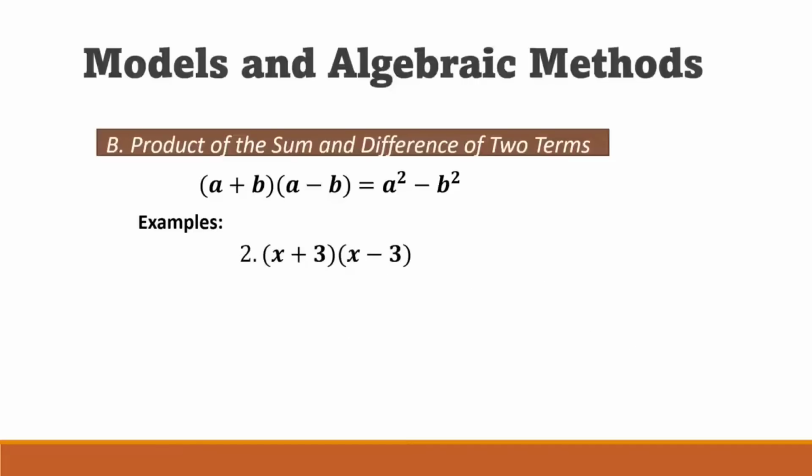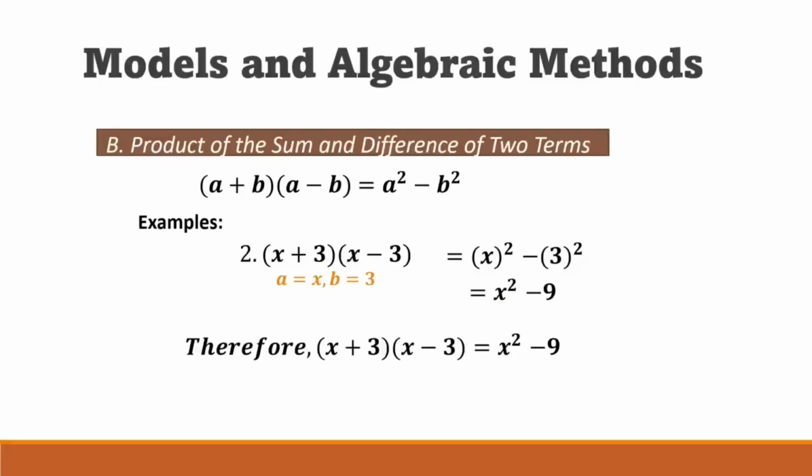Example number 2, we will multiply the quantity x plus 3 times the quantity x minus 3. Again, they have the same first and second terms, but this is addition and this is subtraction. So we identify first the first and second terms, which is x and 3. Then we square both. We get the difference of the squares. So we have x, the quantity squared, minus 3, the quantity squared. So we have x squared minus 9. That is the answer to example number 2.